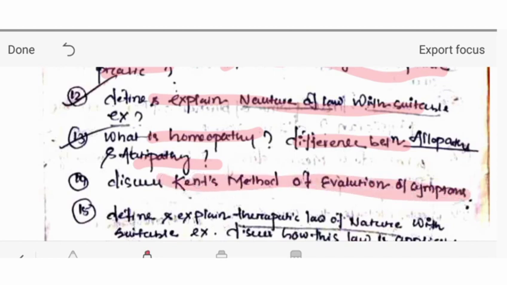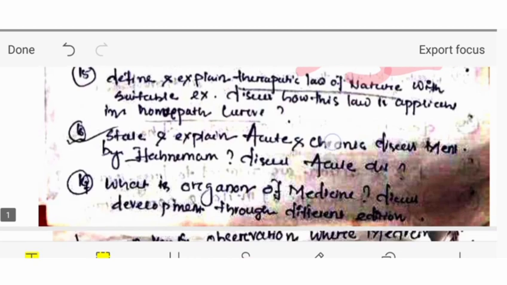Nature's law. Then Kent's method of evaluation, chapters 32 and 33. You should write from chapters 32 and 33 of Kent: Kent's method of evaluation and value of symptom. Both come in this question.